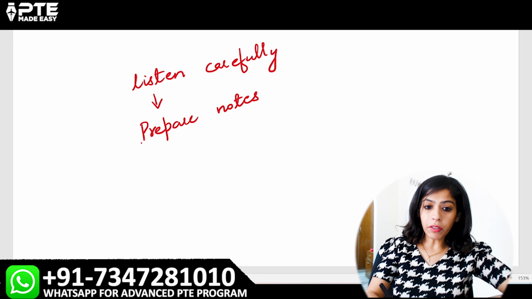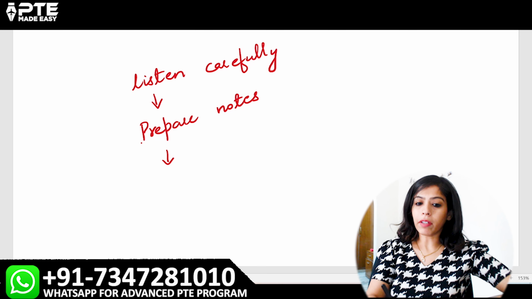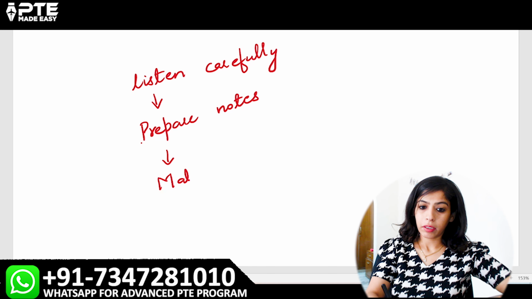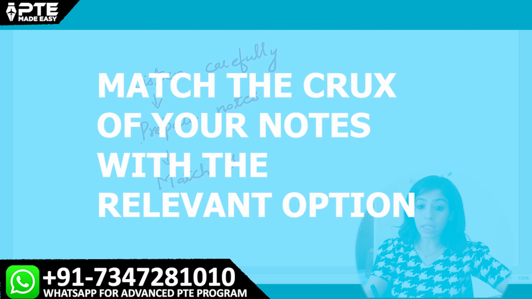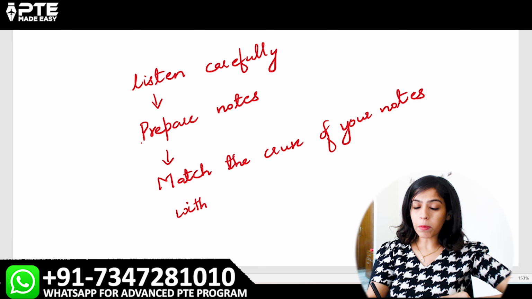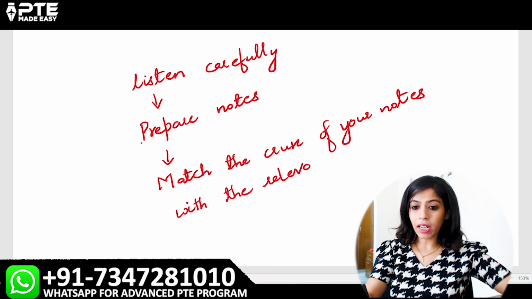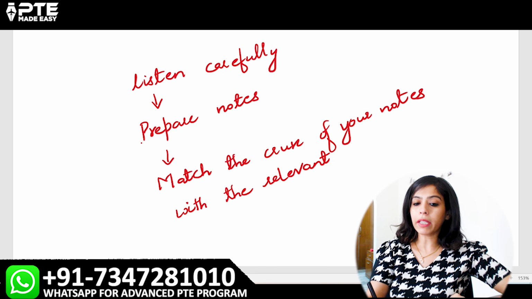Okay. Afterwards, you need to match it with the relevant option. Match the crux of your notes with the relevant option. These are the three steps which you need to follow in order to do the highlight correct summary question type. Okay. So how exactly do we need to do it? Now we'll listen to the audio and you'll get to know how we will do it.